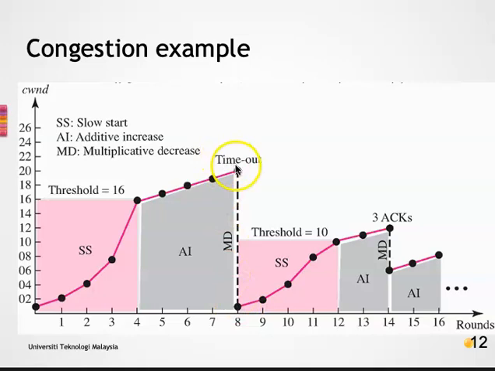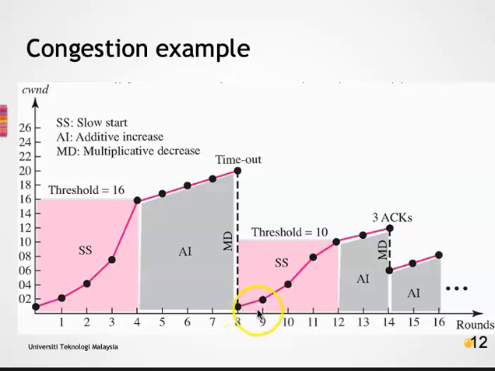So the timeout here occurs at round 8, in which the congestion window size is 20. From here we can calculate the new threshold size, which is half of the size at which timeout occurs. So when timeout occurs at 20, the threshold size will become half, which is 1/2 multiplied by 20, which is equal to 10. At round 8, the slow start begins.